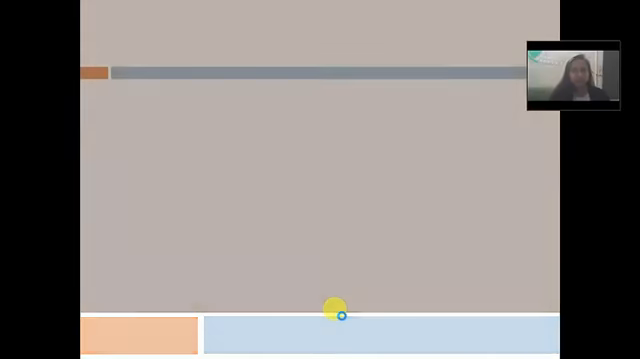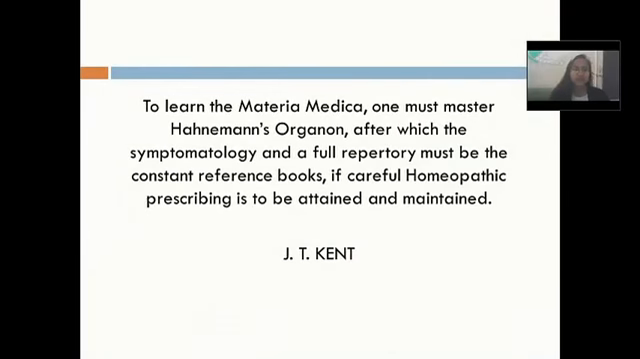So friends, I really like this quote of Dr. J.T. Kent where he says that to learn the materia medica, one must master Hahnemann's Organon, after which the symptomatology and a full repertory must be the constant reference books if careful homeopathic prescribing is to be attained and maintained.